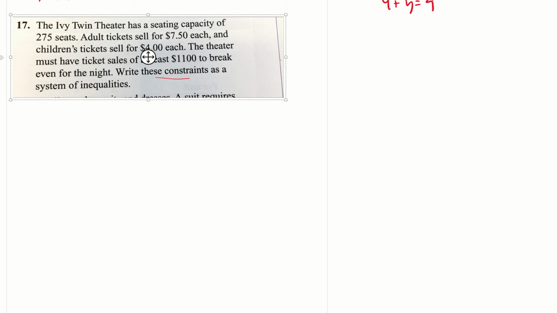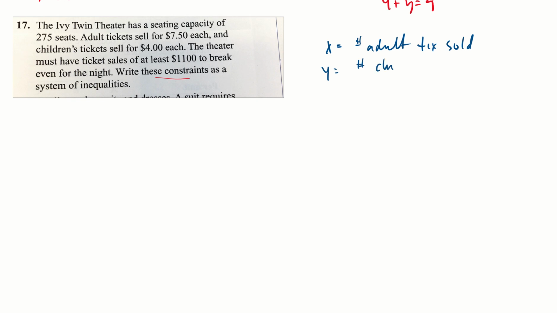So we've got to identify our variables. So we're going to say x is the number of adult tickets sold. y is the number of children's tickets sold. And we want to just write the constraints. So the capacity is 275, so x plus y has to be less than or equal to 275. Adult tickets sell for this, and we want to sell at least $1,100.